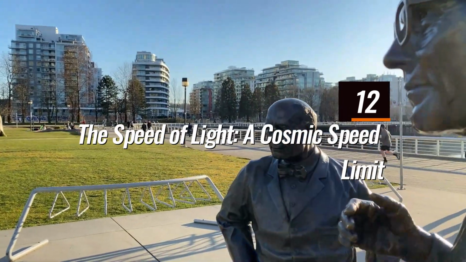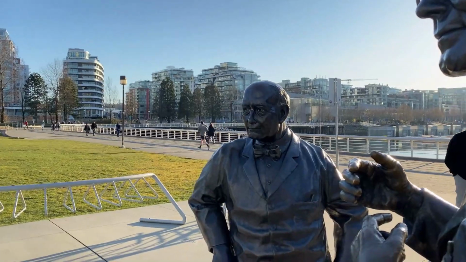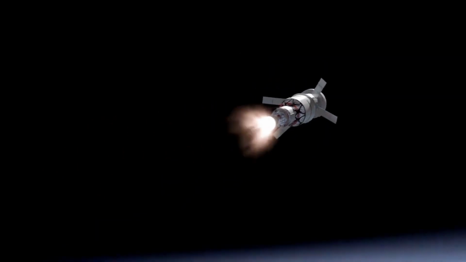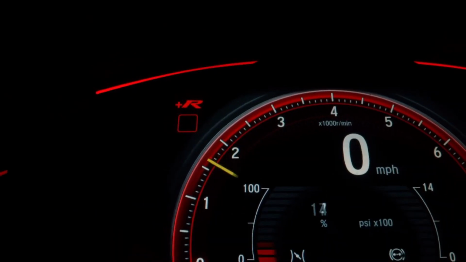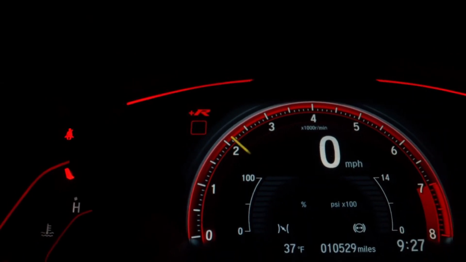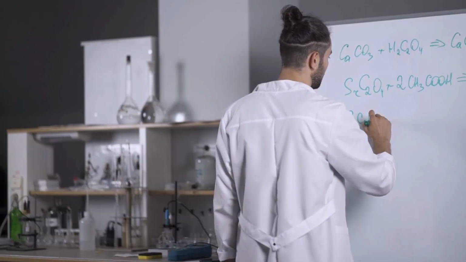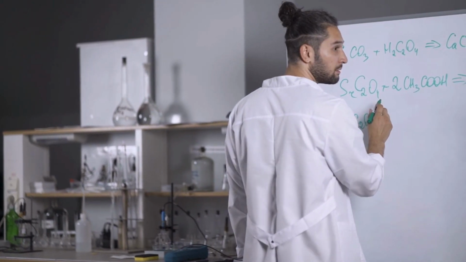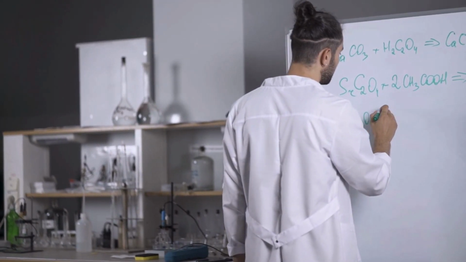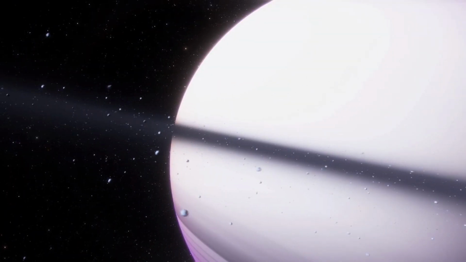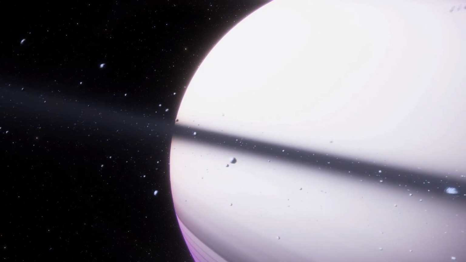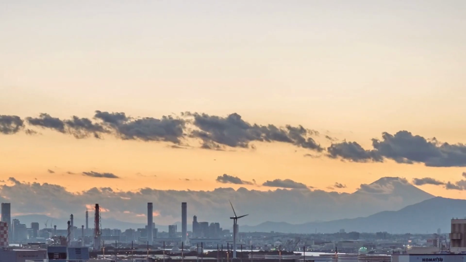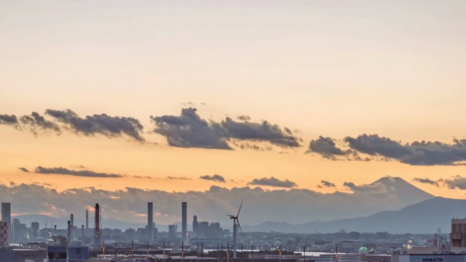12. The speed of light, a cosmic speed limit. One of the major constraints on time travel is the speed of light, which is the universal speed limit according to Einstein's theory of relativity. To travel forward in time significantly, one would need to approach the speed of light, which requires immense amounts of energy. The concept of faster-than-light travel, such as warp drives or tachyons, hypothetical particles that move faster than light, remains speculative and faces numerous theoretical challenges.